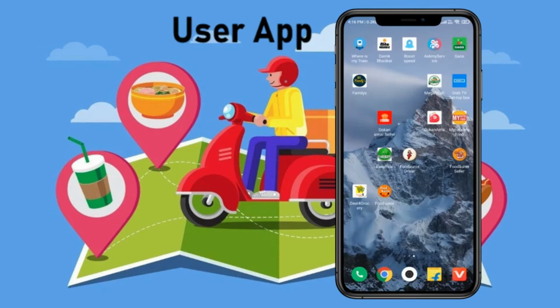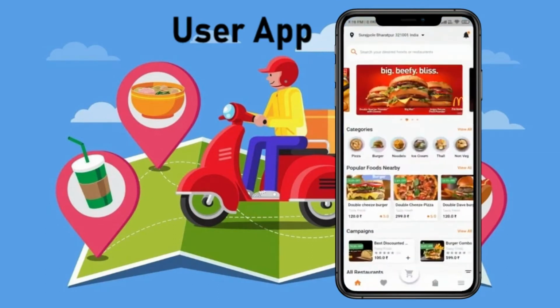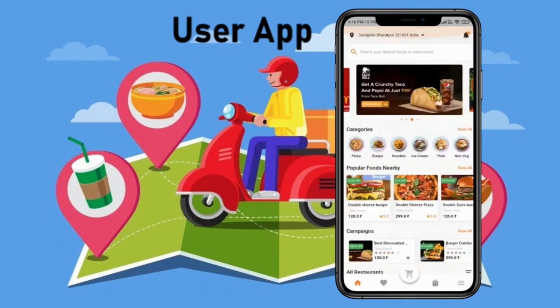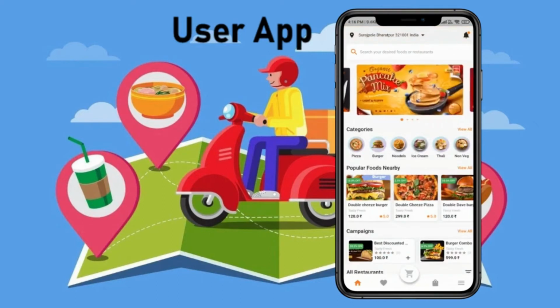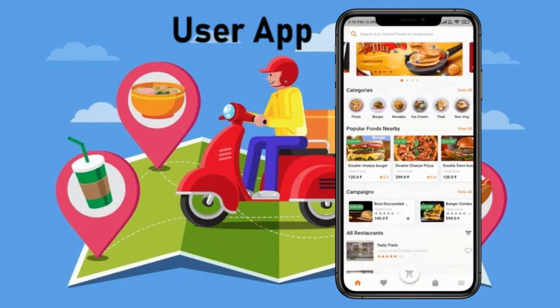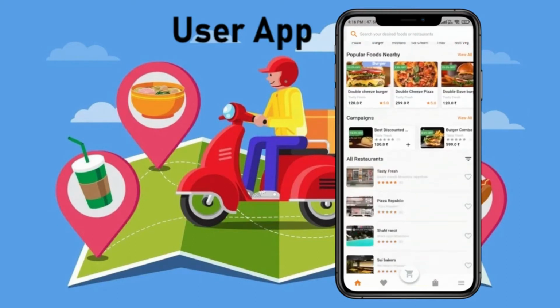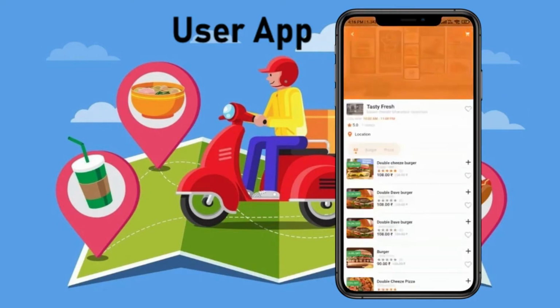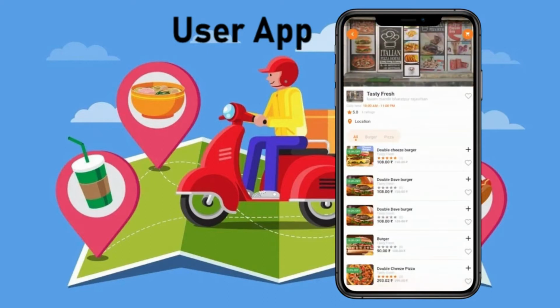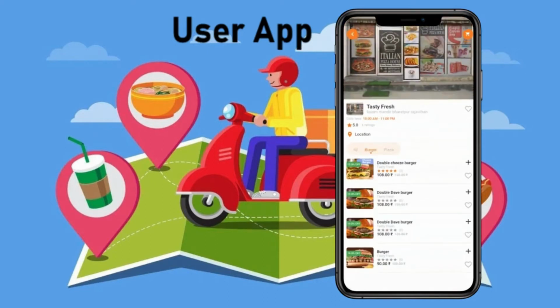And now let's understand how a customer can make an order by using the Foodonix application. This is the customer app. Click on it. And you can see this is the main page of the application. You can see all the banners, all the categories, all the popular foods nearby, all the campaigns and all the restaurants. Now you can click on this restaurant and you can see the categories inside it, and you can also filter products by category like this.